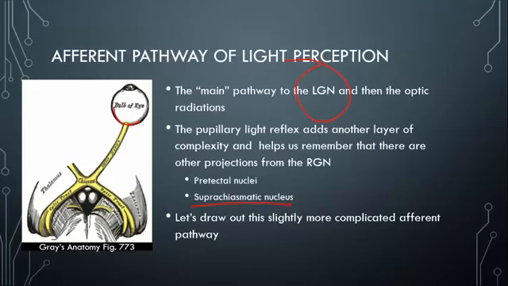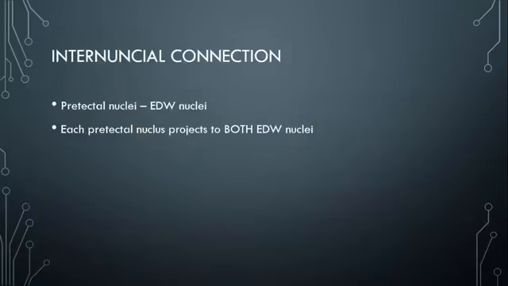So let's draw out this pathway involved in light perception. We'll start out by just drawing an eyeball. We know they have the retina in the back with the retinal ganglion nerves traveling in the optic nerve to the chiasm. The nasal retinal fibers will cross. The lateral ones will not cross.